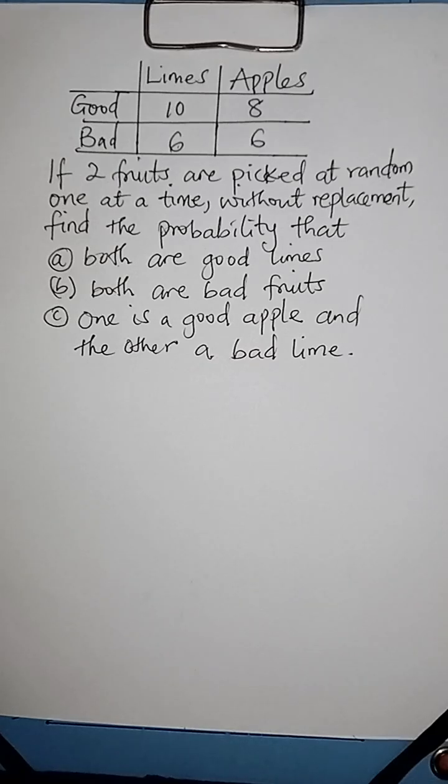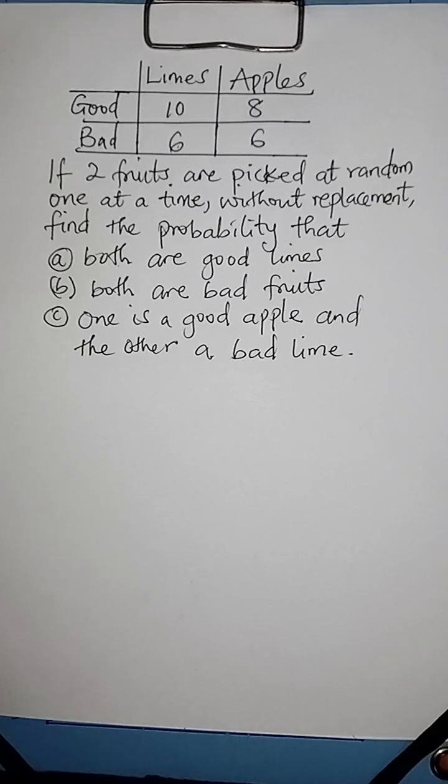Now here's another question, still in probability, where you have the number of apples in a bag and the number of limes in a bag. Now let's check it out. You have 10 good limes and 6 bad limes in a bag, 8 good apples and 6 bad apples. Now if 2 fruits are picked at random, one at a time without replacement, find the probability that both are good limes, both are bad fruits, and one is a good apple and the other a bad lime.